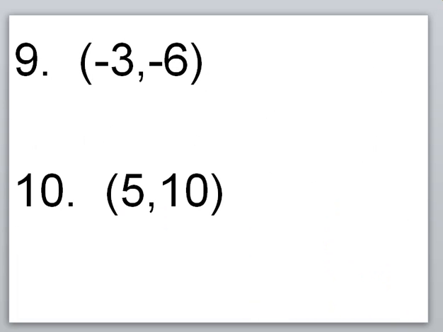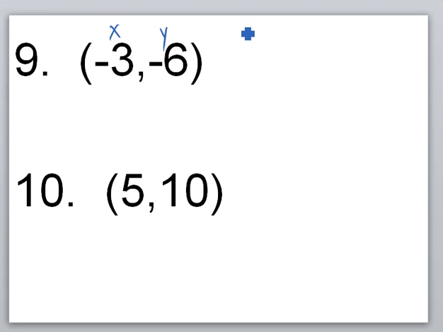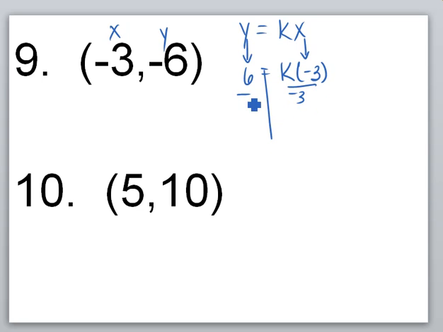Let's try another couple of those. This time I'm given the point negative 3, negative 6, and I am looking for an equation of direct variation. So I'm going to label this as x and y. Write down my direct variation general form. Plug in 6 for y. Plug in negative 3 for x. Solve this little simple equation for k. And I get my constant is negative 2. That means that my answer, the equation of direct variation, would be y equals negative 2x.